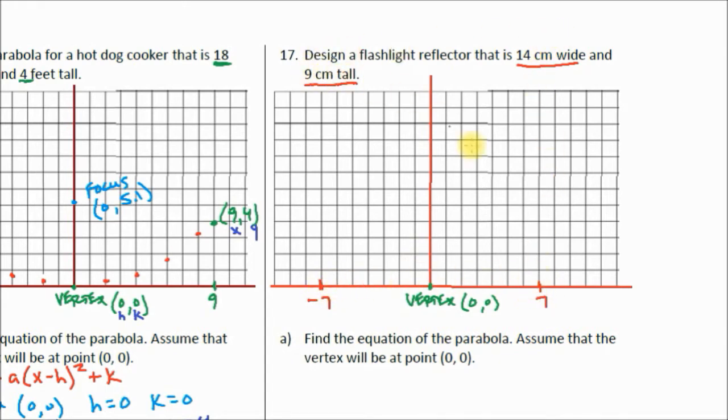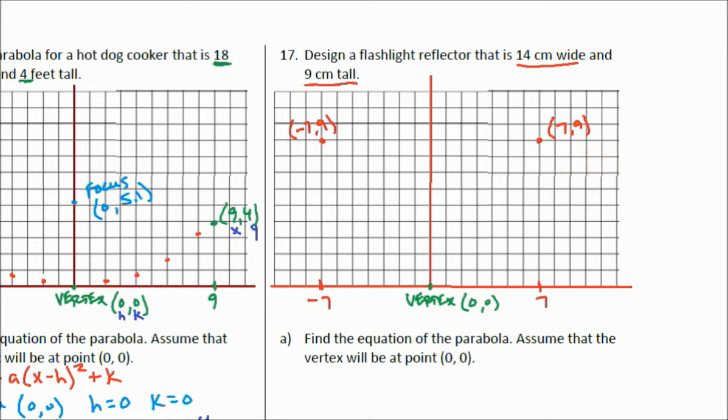And the height's going to be 9 centimeters tall. 1, 2, 3, 4, 5, 6, 7, 8, 9. That point is 7, 9. And 1, 2, 3, 4, 5, 6, 7, 8, 9. That point is negative 7, 9. We know those points are on our parabola because we're designing our parabola to be exactly that tall and exactly that wide.